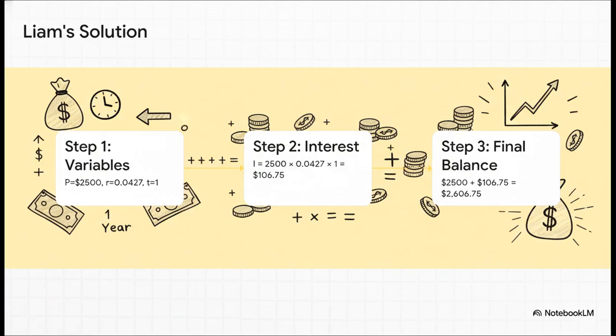But, and this is a big but, we are not done. The question asks what the investment is worth. So for step 3, we have to find the final balance. We take our original principal, $2,500, and add the interest we just earned. That gives us a grand total of $2,606.75. See? Not so bad.